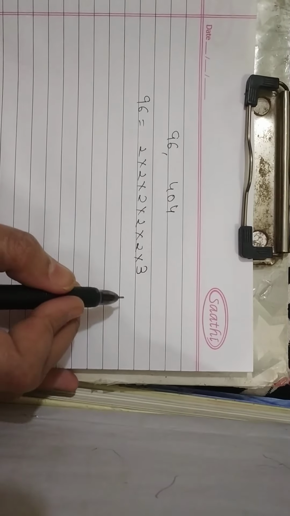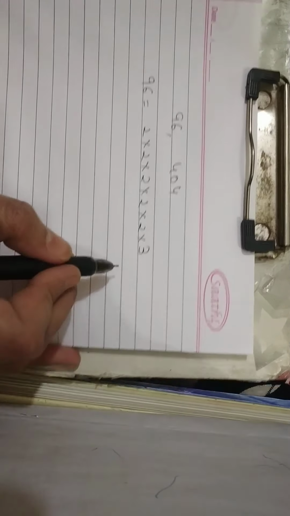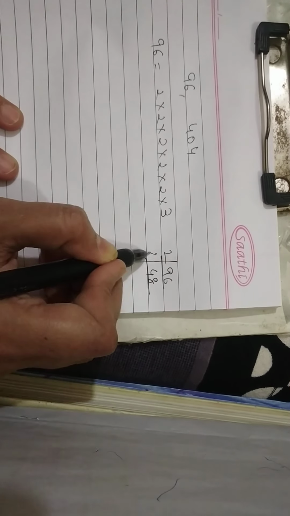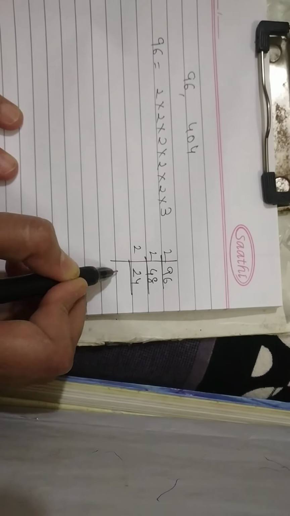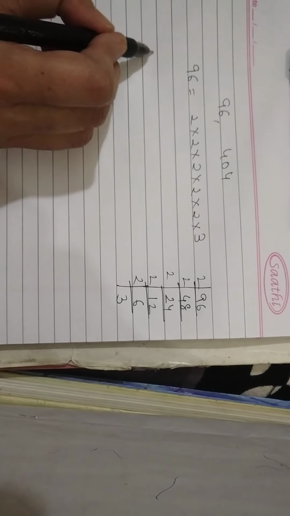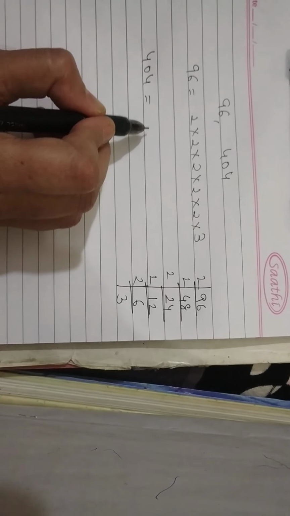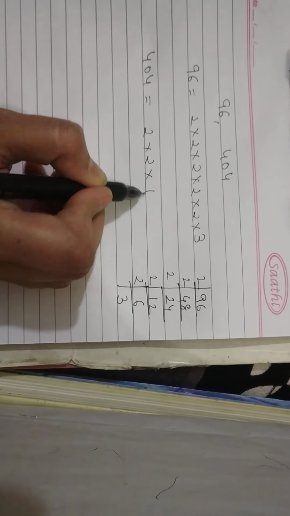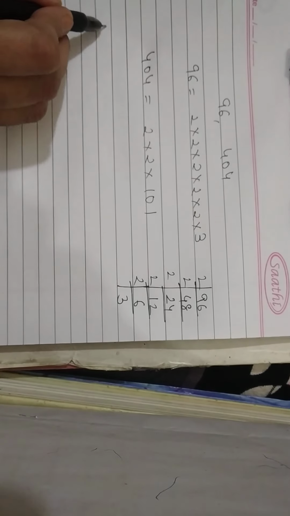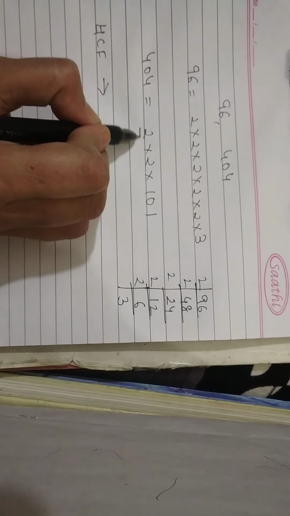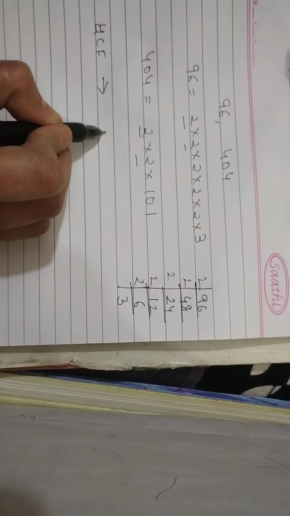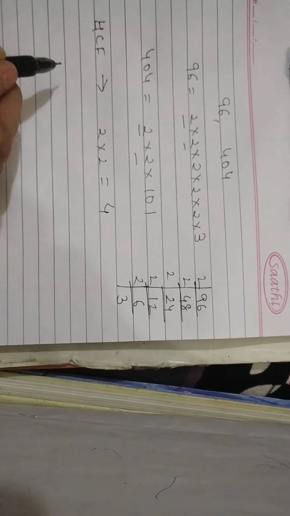You can verify this. I'll show you one verification. Rest you can do. 2, 2, 2, 2, 2, 3. Every time I am not going to tell this, you can verify by your own. 404 is 2 into 2 into 101. First we'll take out HCF. Every time first we are supposed to take out HCF. See, here 2 common, here 2 common. 2 into 2, that is 4.